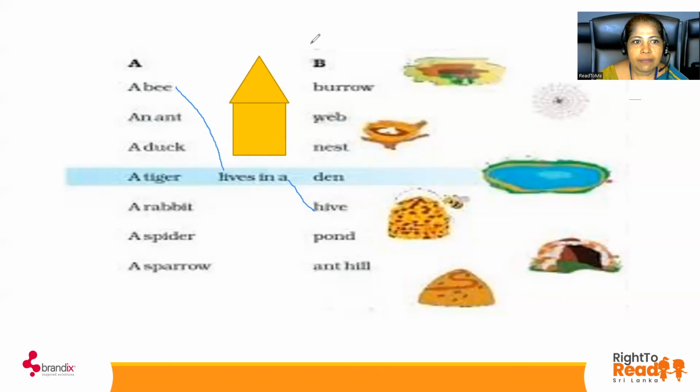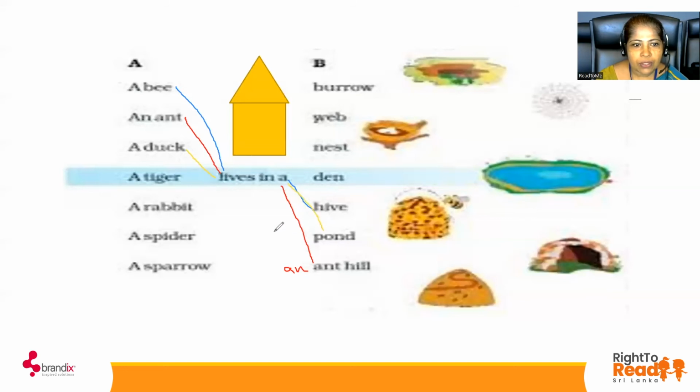So, where does an ant live? An ant lives in a, where? It has to be an. An ant lives in an ant hill. Right? Okay. Duck. Where does a duck live? A duck lives in a pond.